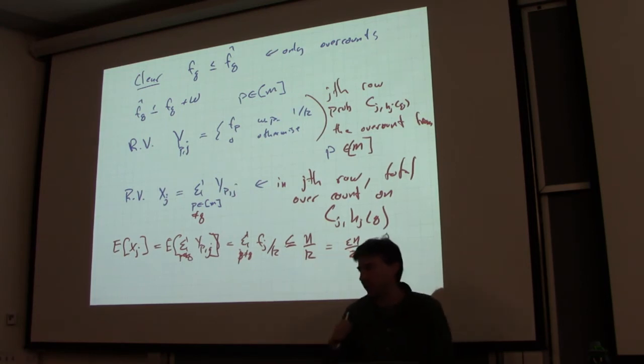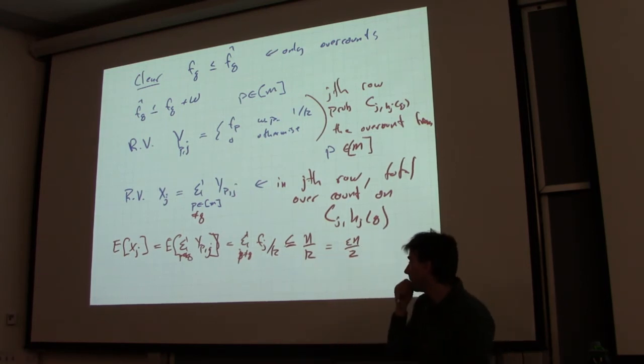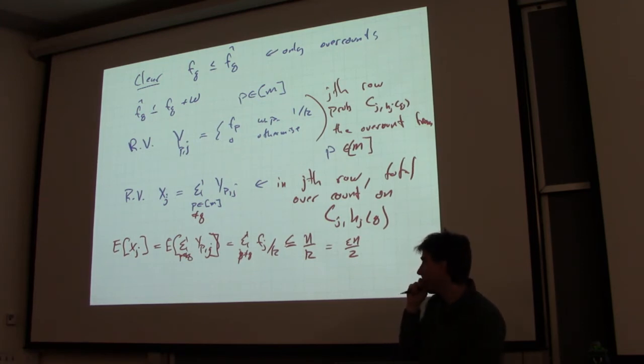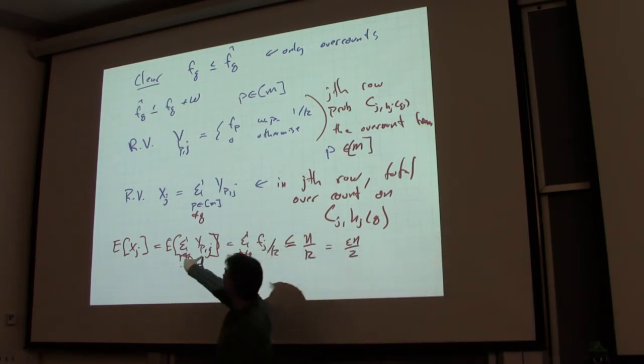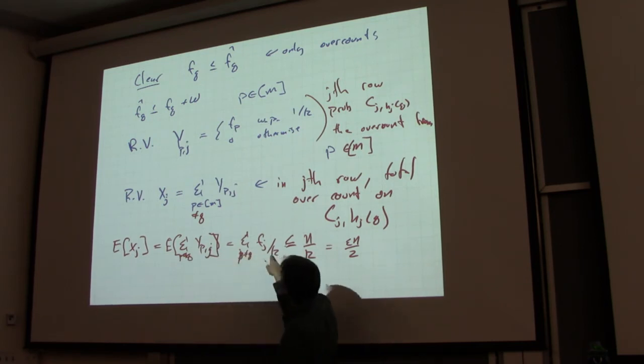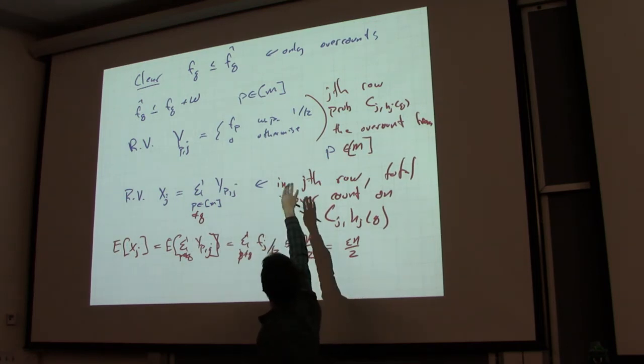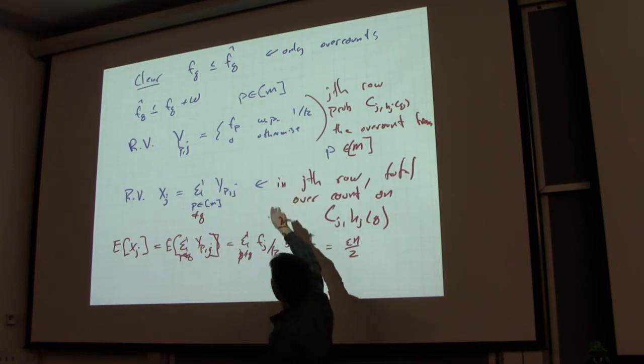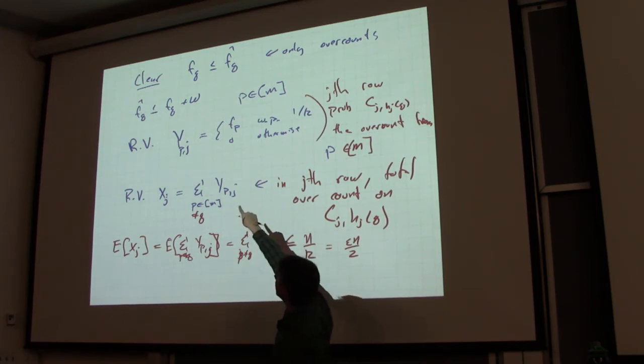It's actually slightly less. How did you go from the expected value of the sum of ypj to the sum of f of j? Right, so this is an expected value. xj is the sum of these random variables, so I can do this. The expected value is the value I get times the probability that I get that value. So it's 0 times k minus 1 over k, and fp times 1 over k. So this is the expected value of ypj.